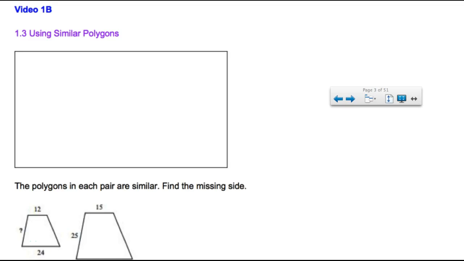In video 1B, we're going to be using some similar polygons, and we talked about how polygons are similar if all their sides are proportional. So we're going to be using that fact to find missing sides. So we'll put a little add-on here to find missing lengths.